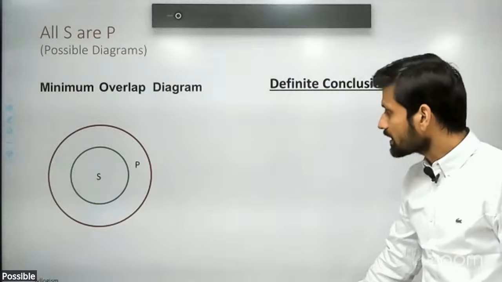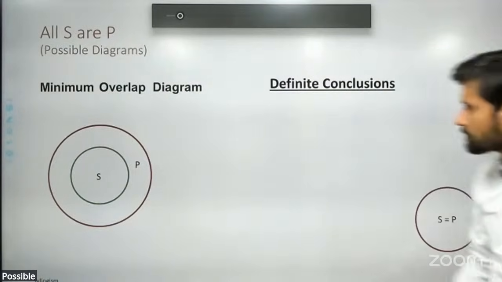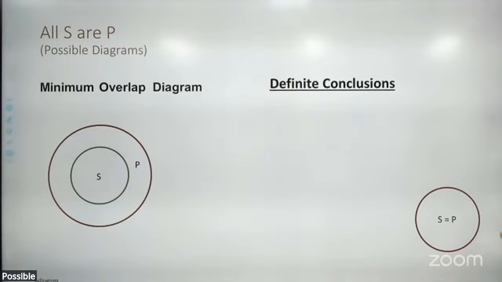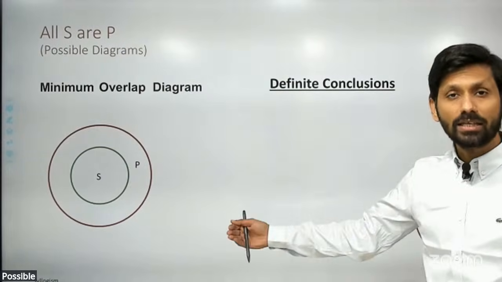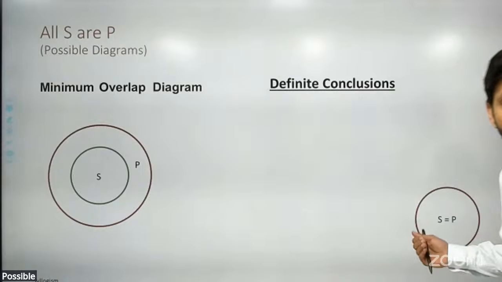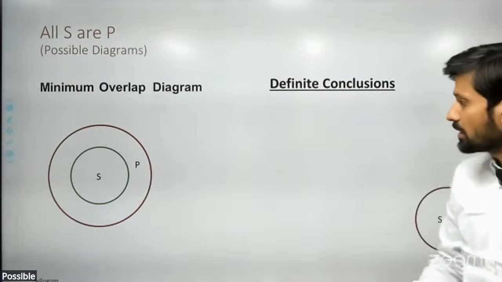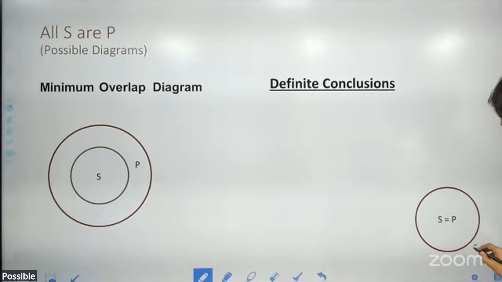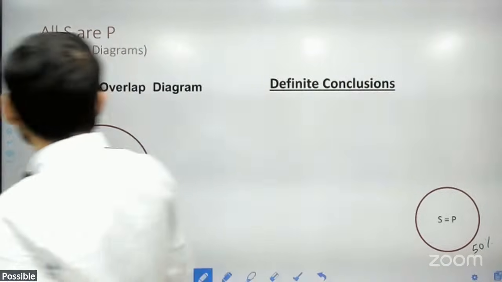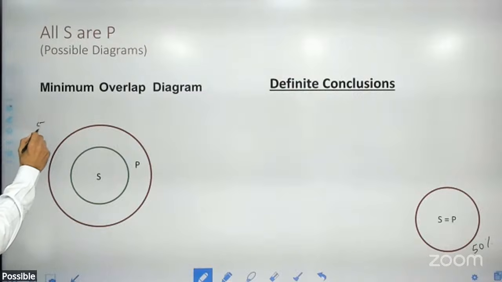So for all S are P, we understand these are the 2 ways to draw all S are P. Both are equally possible. It's not the case that the left one is more likely to happen than the right one. We also understand that. So it's like 50% chance of this happening and 50% chance of this happening.